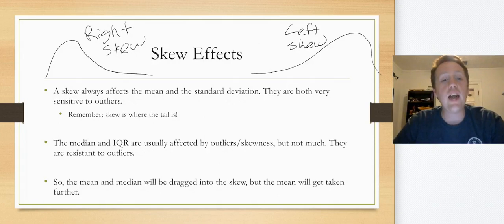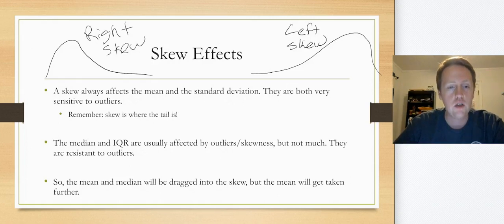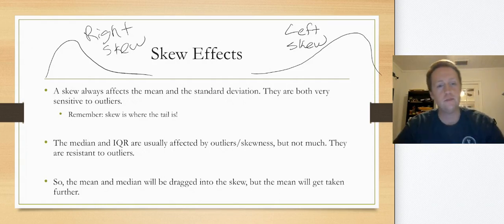All right, the median and IQR, those are usually affected by outliers and skewness, but not very much. They're pretty resistant to outliers. It's not going to get a huge change. In general, though, the mean and median will be dragged into a skew, but the mean will get dragged so much further because it's sensitive to outliers.